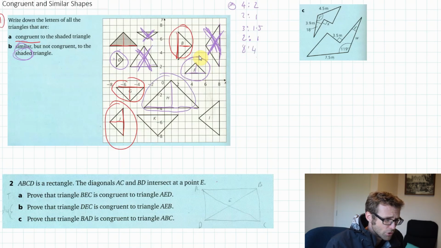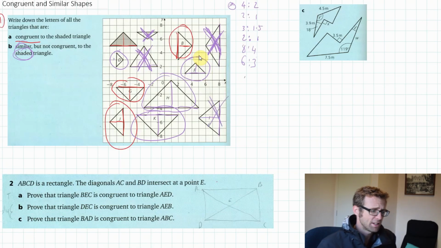This one here is 1, 2, 3, 4, 5, 6, and it's 6 to 3. And 6 to 3 is the same as 4 to 2. So yes, that's okay. This one here, 1, 2, 3, 4, 5 to 3. Is 5 to 3 in the same ratio as 4 to 2? Well, no it's not. So we can ignore that one there. Okay, that's our first question.